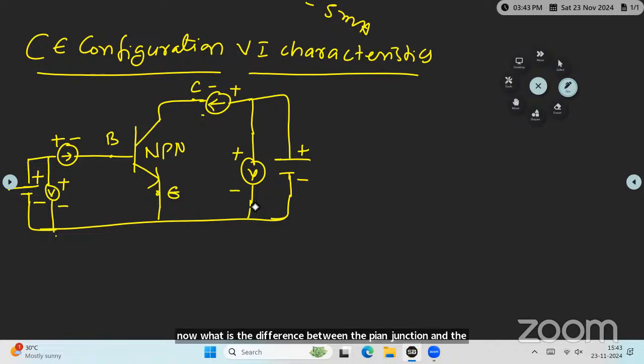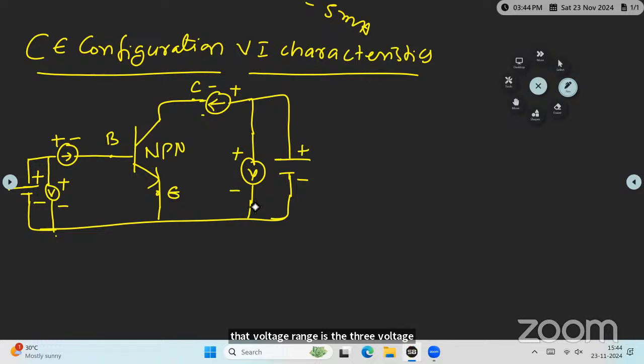Okay, now what is the difference between the PN junction and the Zener diode? Only one difference: high concentration of doping in the Zener diode. Because of that high concentration, the Zener diode can conduct in the reverse bias also. But at a certain voltage, the diode will give the maximum current, and further the voltage will not increase across the diode. That voltage is called the Zener voltage. The Zener voltage range is 3 volts to 200 volts.